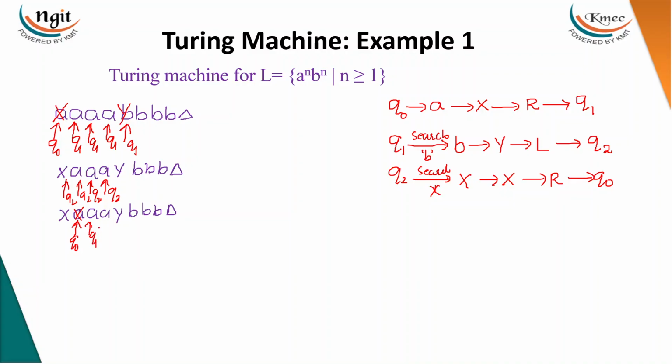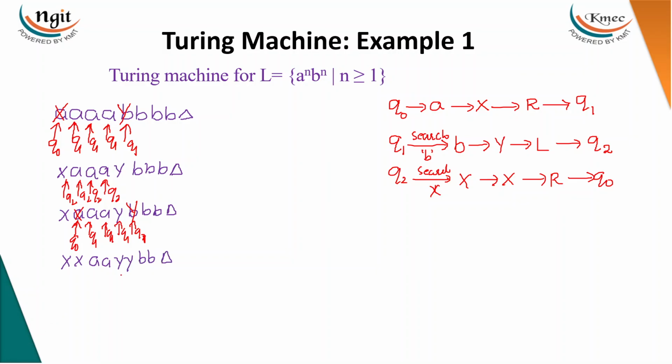Then Q1 searches for the B. While it is searching for the B, it may get A, don't do anything; it may get Y, don't do anything; it may get B, change it to Y, and assign the task to Q2. Same as whatever repeated task we have given. So X, A, Y, B, delta.